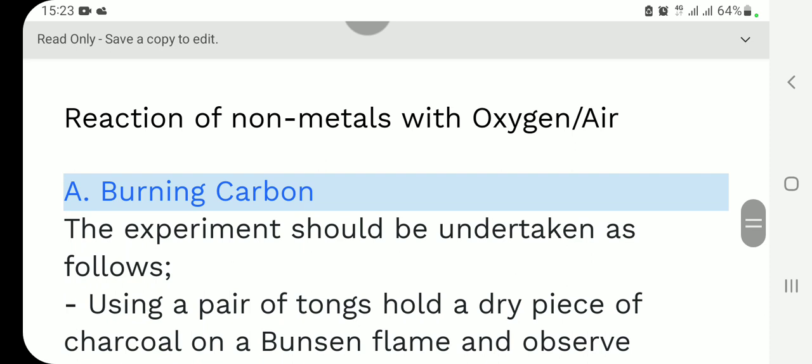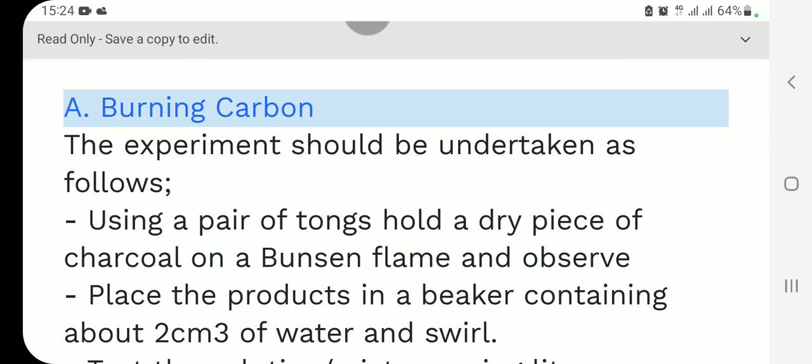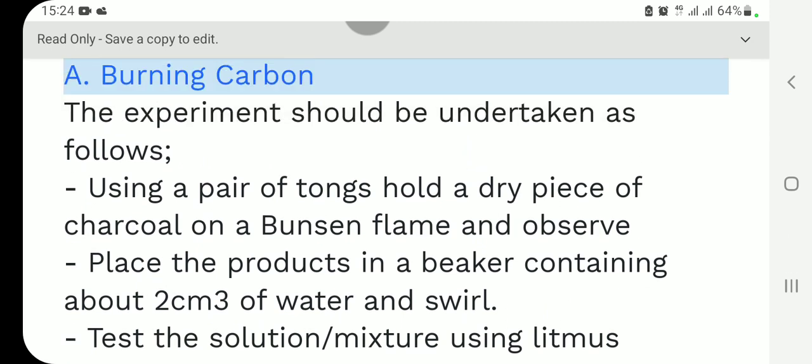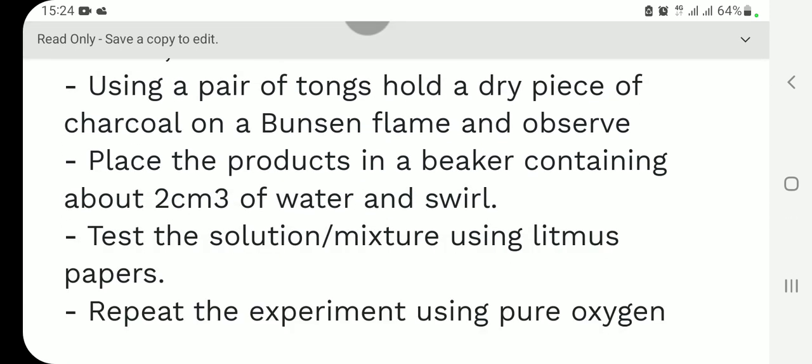Now, the reaction with non-metals. We are done with the reaction with metals. Now let's start with the reaction of non-metals. Carbon is a non-metal with a valency of 4. We will understand the predictable part later on. For this one, again, we repeat the process.